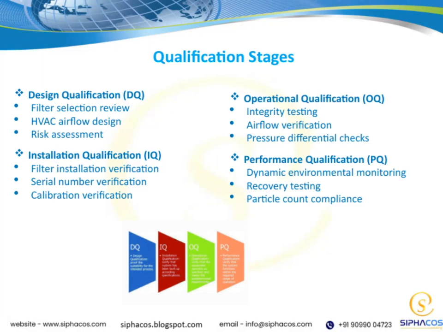Now, let's take a closer look at the different stages involved in qualification, starting with operational qualification, or OQ. This phase focuses on verifying that the systems operate correctly and consistently. Key activities include integrity testing, which ensures that filters and barriers are properly sealed and functioning as intended. Airflow verification is also essential, confirming that the airflow rates meet specified requirements to maintain a controlled environment. Additionally, pressure differential checks help us monitor and maintain proper pressure relationships between different areas, preventing contamination risks.